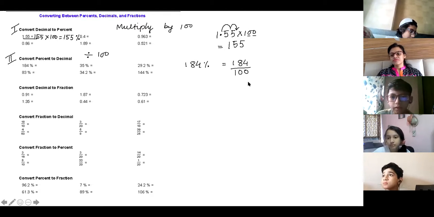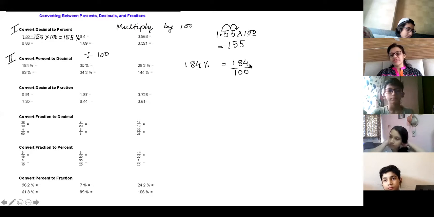Ma'am, it's at the end. So it is understood that the decimal is over here. We are not writing it because decimal in the end we don't write. It is a whole number only. Okay, a whole number has a decimal at the end.